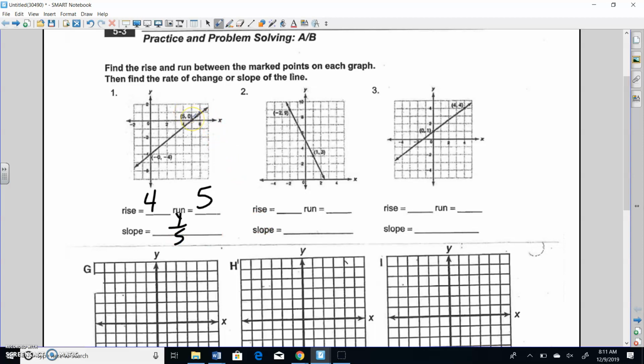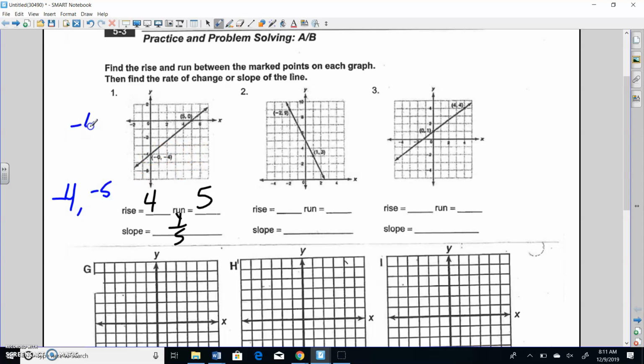Now, what if we went the other direction? Maybe I started with the right point. So let's talk about what happens there. Remember, rise is up or down to get on the same horizontal as the second point. So here I have to go down 4, correct? Before I'm on the same horizontal line. So that would be a rise of -4. And then I would have to go left 5 to get to that point. So that would be a run of -5.